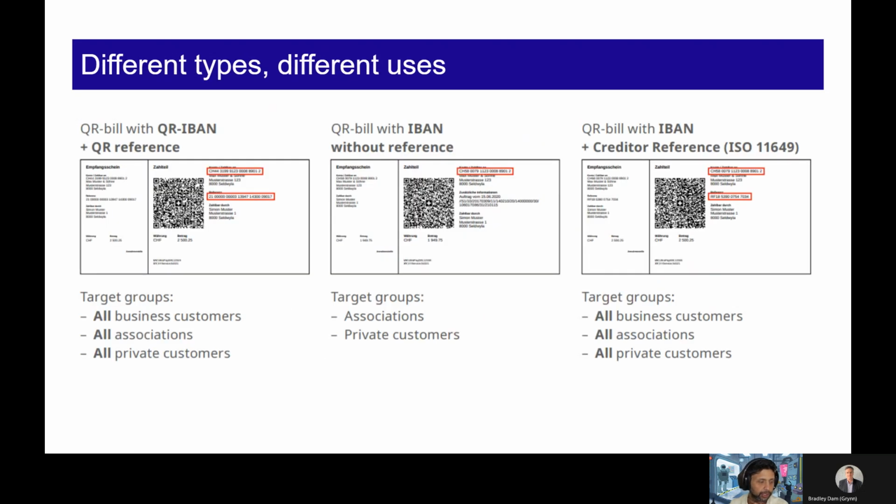The QR bill can be sent in three different ways. One is with the QR reference, one without the QR reference, and one with the creditor reference, which is generated with this ISO standard. Again, this is super technical. For most small businesses, the one in the middle is the most important, where you have a QR bill with a simple IBAN number, the information related to who is supposed to pay, and your address. That's more or less sufficient.